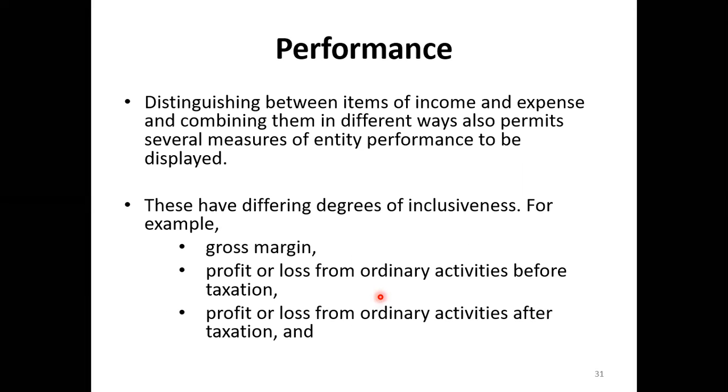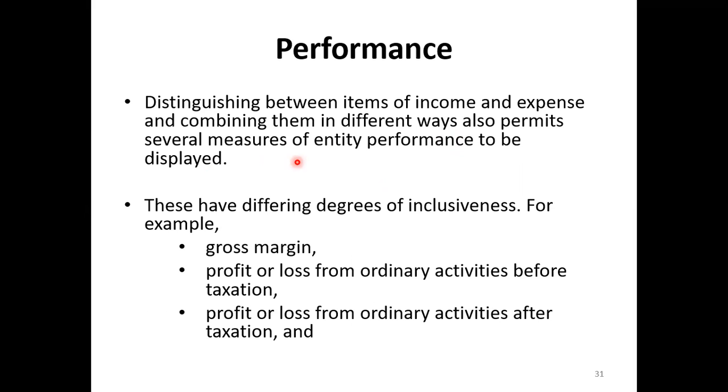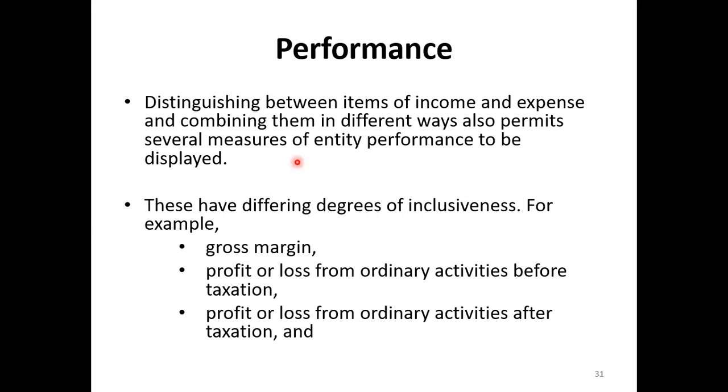Distinguishing between items of income and expense and combining them in different ways also permits several measures of entity performance to be displayed. Sometimes the company's profit arising from the normal course of business will be shown separately, and some gains will be shown as profit only. Normally, for the normal course of business operations, income, revenue and expenses are shown very clearly, separately, and clearly disclosed. For some items, they will disclose only the resulting profit.